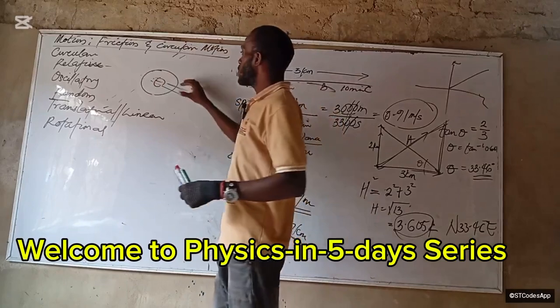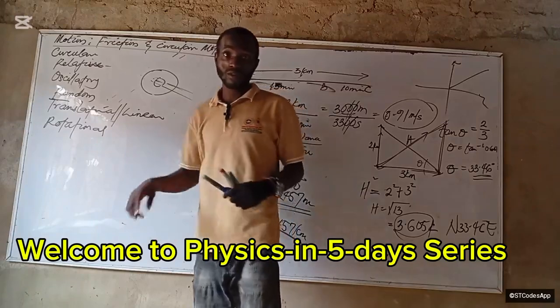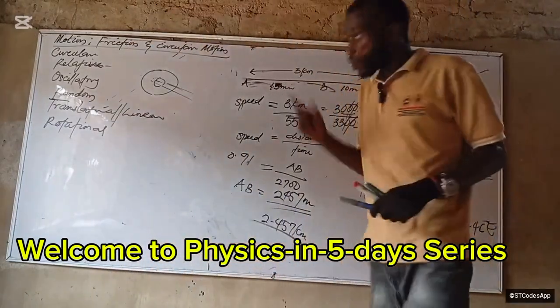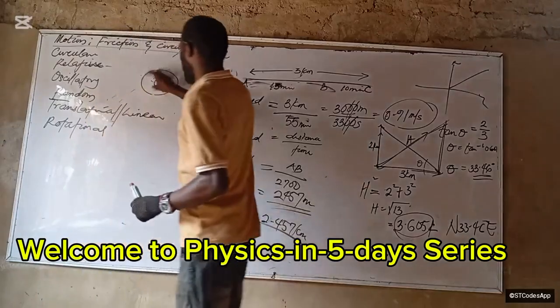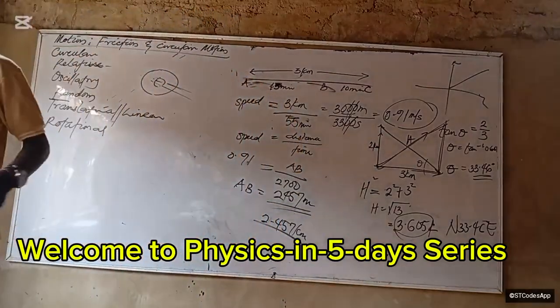Is that okay? Then the entire body of the car, if it was going in a roundabout, what kind of motion would that be? Circular motion. But the two: the body is still going translational, while the wheel is still going rotational. All right. Okay, let's go to the next thing.